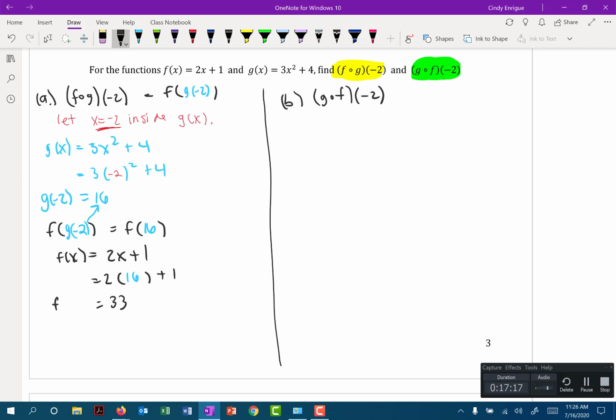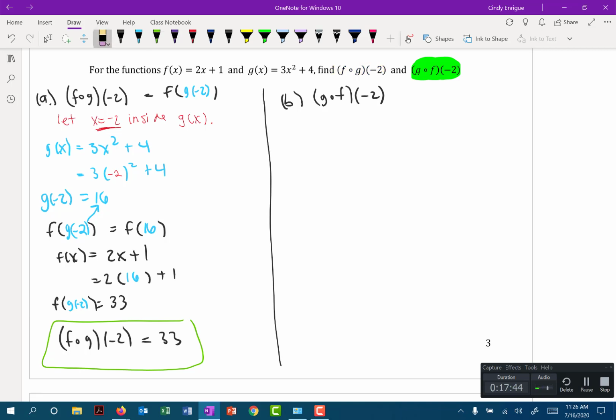So now I know that f of my g of -2 is equal to 33. Or better yet, f composed with g, when I plug in a -2, is equal to a 33. And that becomes my final answer.